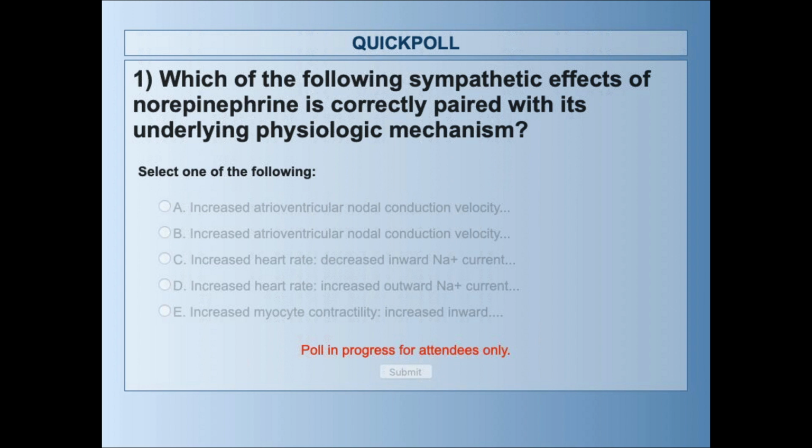Because the answer choices are a little long here, I'm going to go ahead and read these choices back to you. Answer choice E, increased myocyte contractility and increased inward calcium current. D, increased heart rate and increased outward sodium current in the sinoatrial node. C, increased heart rate and decreased inward sodium current in the sinoatrial node. B, increased atrioventricular nodal conduction velocity, increased inward sodium current. A is increased atrioventricular nodal conduction velocity and decreased inward calcium current.